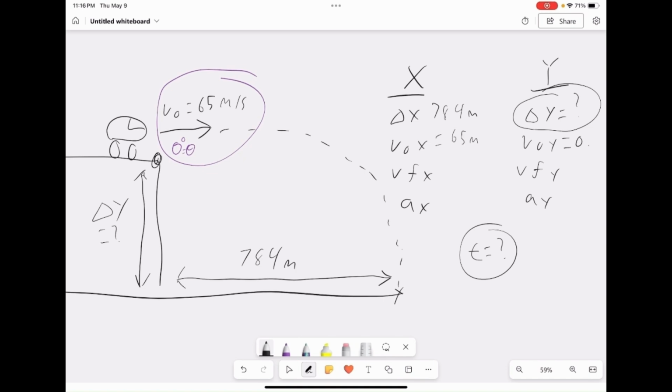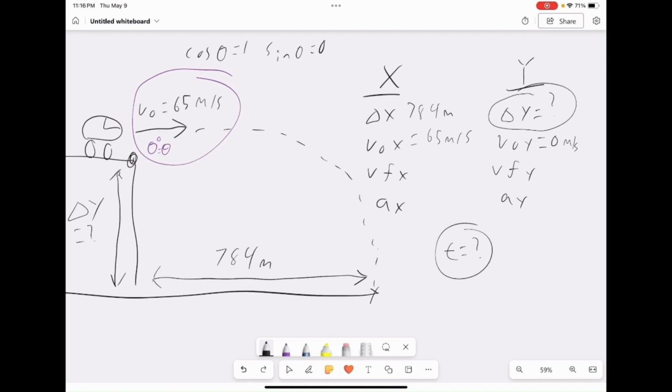Because the initial velocity is entirely moving in the X direction. The other way you can think about this too is cosine 0 is 1, sine 0 is 0. So in other words, it would be 65 times 1 for your X component, or 65, and 65 times 0 for your Y component, 0. So now we have V naught X and V naught Y being 65 and 0.